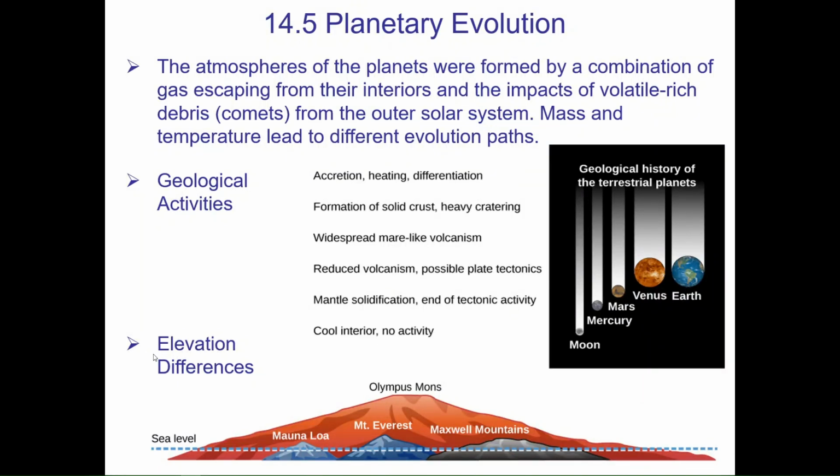And finally, let's talk about the elevation differences. We're going to compare the highest mountains on Mars, Venus, and Earth. You probably already know that Mount Everest is the highest mountain on the surface of the Earth. But it is not the highest mountain on the terrestrial planets. Maxwell Montes is the highest mountain on Venus. And the highest mountain in the solar system is Olympus Mons. Olympus Mons, if you remember, is a mountain on the surface of Mars.